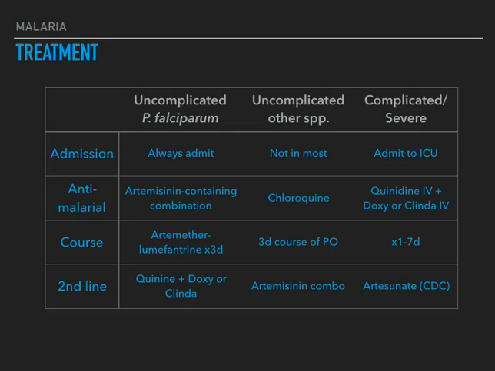In uncomplicated infections from other species, you don't need to admit in most cases unless it's P. knowlesi, which we talked about previously. The treatment is outpatient chloroquine tabs, or again, the artemisinin combo. An important note is that if this is a P. vivax or ovale infection, they need additional treatment to eradicate the hypnozoites that can live in the liver and cause those relapsing courses that we talked about.